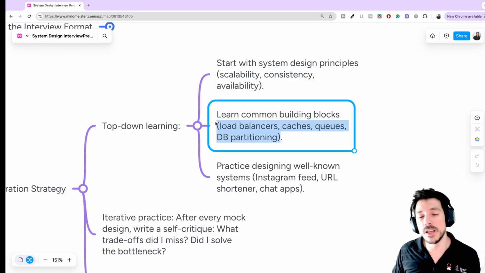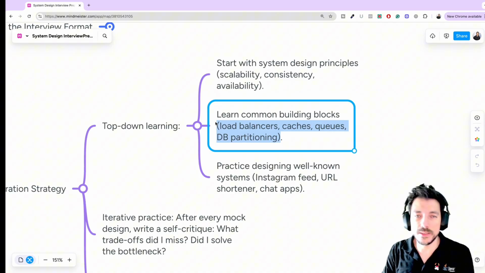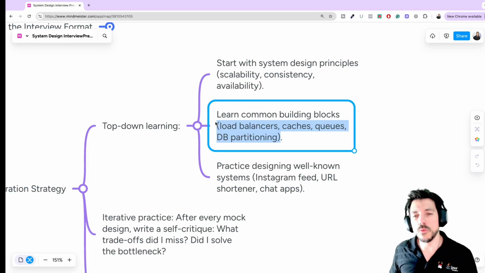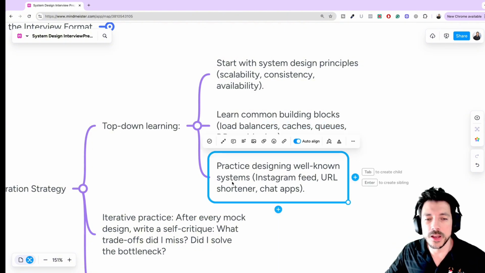So you're going to have to explain, oh, in this microservice, you're going to use this load balancer because we need to have more performance here. And cache is very common to use as well.